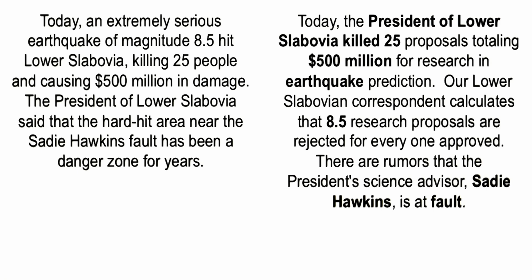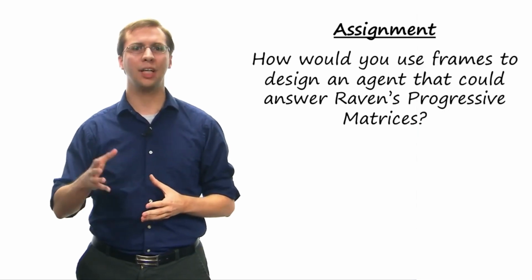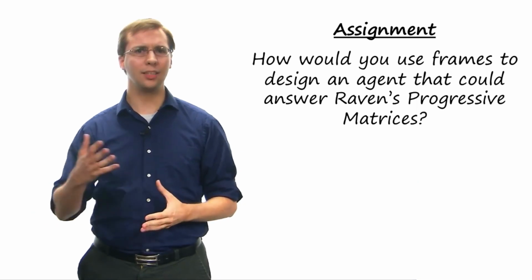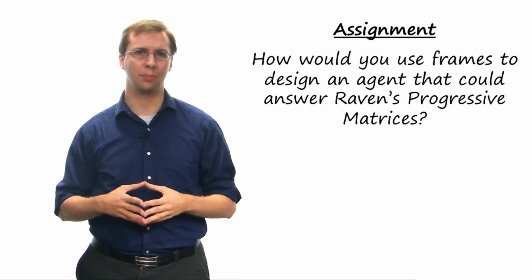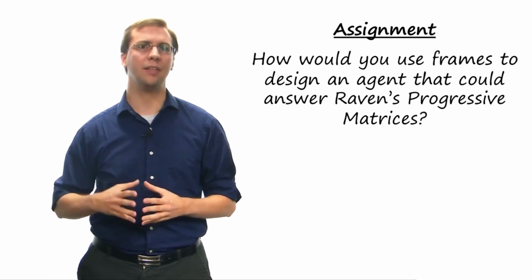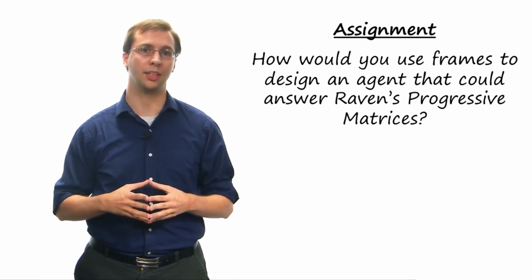Or if you're interested in reading more about this now, you can go ahead and watch those lessons. For this assignment, discuss how you'd use frames to represent Raven's progressive matrices. At a basic level, what are the slots and fillers associated with different Ravens problems? Where are these frames going to come from? Is the agent going to receive the problem in terms of frames initially, or is it going to generate these frames based on its own reasoning?